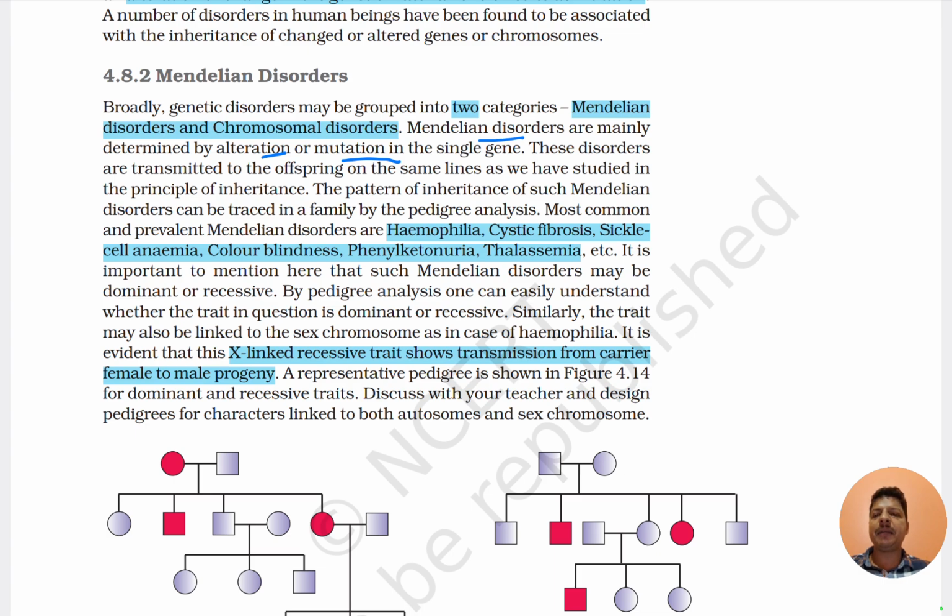The most common and prevalent Mendelian disorders are haemophilia, cystic fibrosis, sickle cell anemia, color blindness, phenylketonuria, thalassemia. It is also mentioned that Mendelian disorders are dominant or recessive. Only by pedigree analysis can we easily understand whether it is dominant or recessive. Similarly, the trait may also be linked to the sex chromosome, as in the case of hemophilia. Evidence shows that the X-linked recessive trait is transmitted from carrier female to the male progeny.